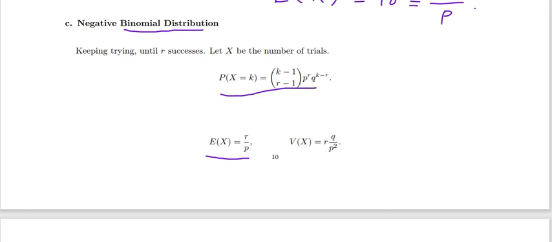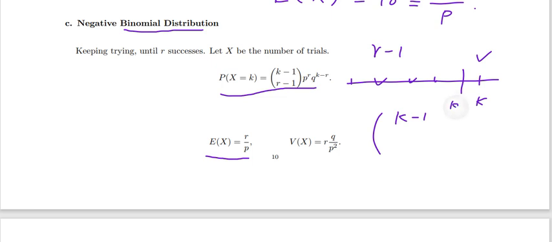Let's suppose X equals k, which means you need k tries. This means you have already succeeded r minus 1 times, and the last one you should hit, so the total is r. Among those k trials, the r minus 1 successes can be in different places. So how many ways? k minus 1.